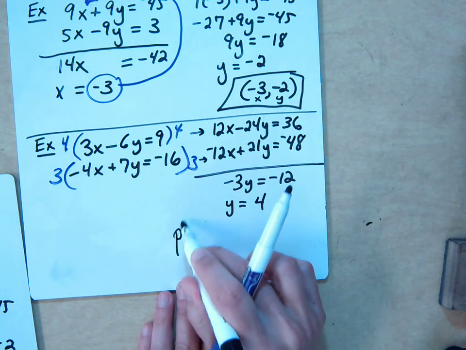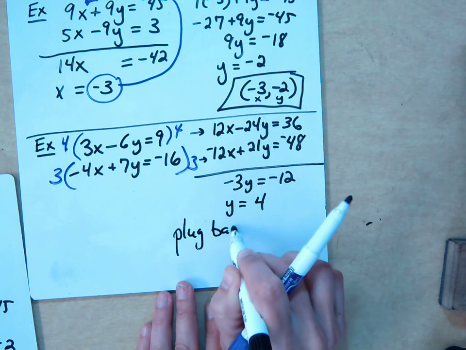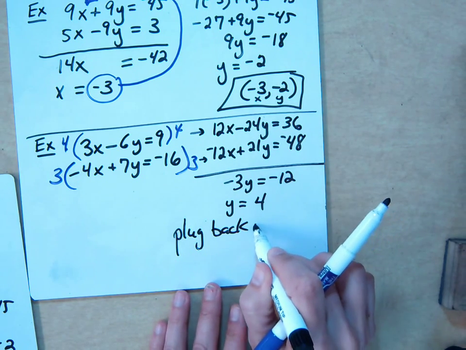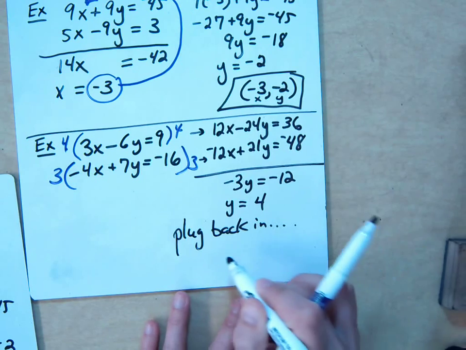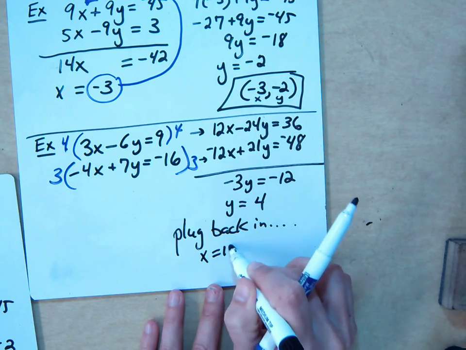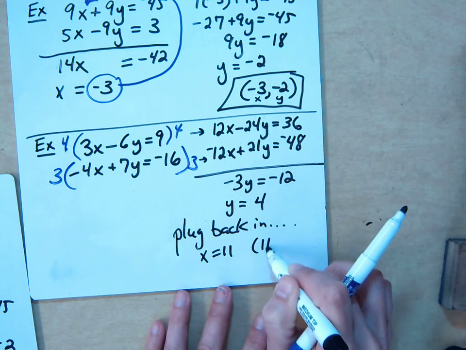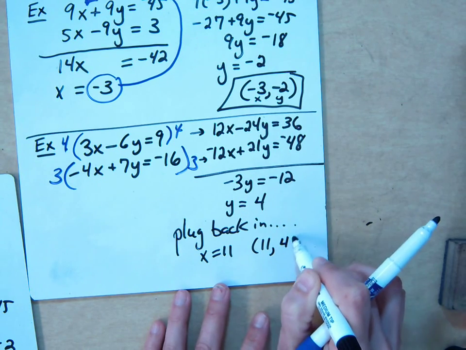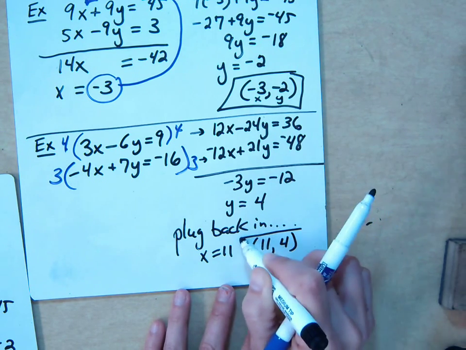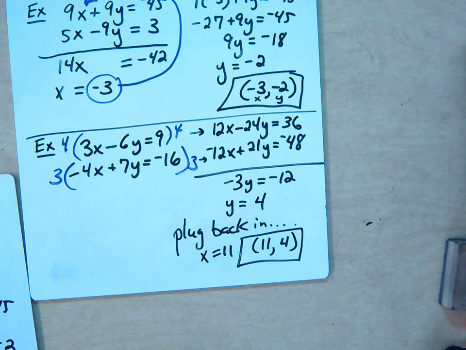And I'm just going to say at this point that because we've done enough examples, you plug the y back into either equation, you'll get x is 11. So your full answer will be the point 11, 4, or the ordered pair 11, 4, which would be the point of intersection of those two lines if you were to graph them.